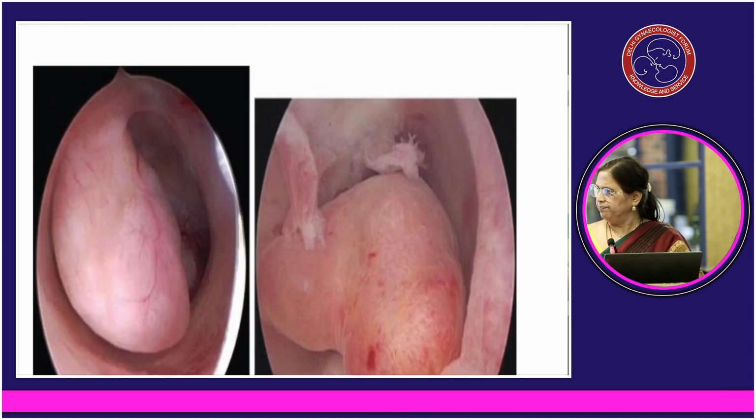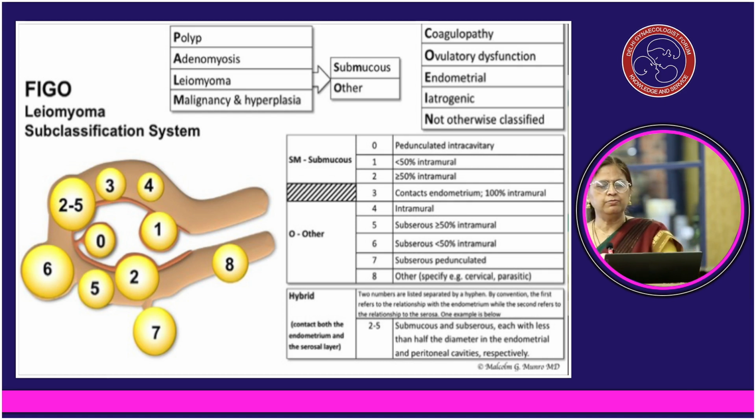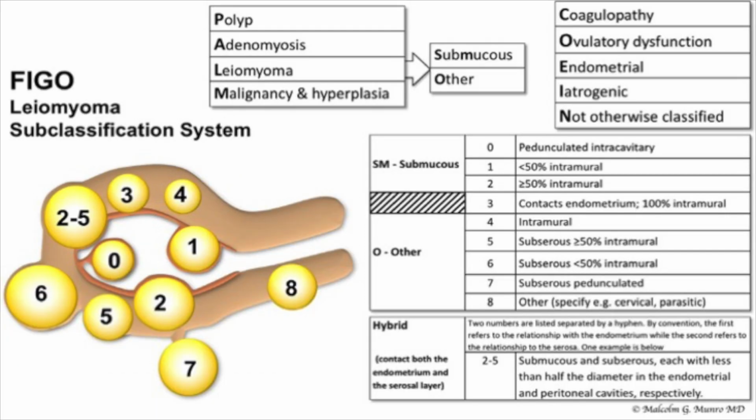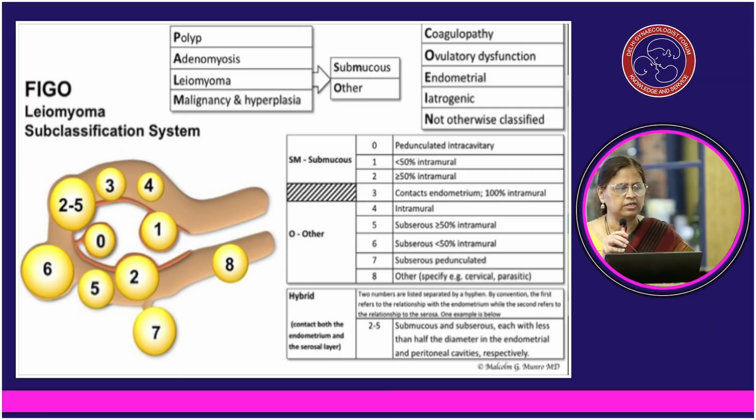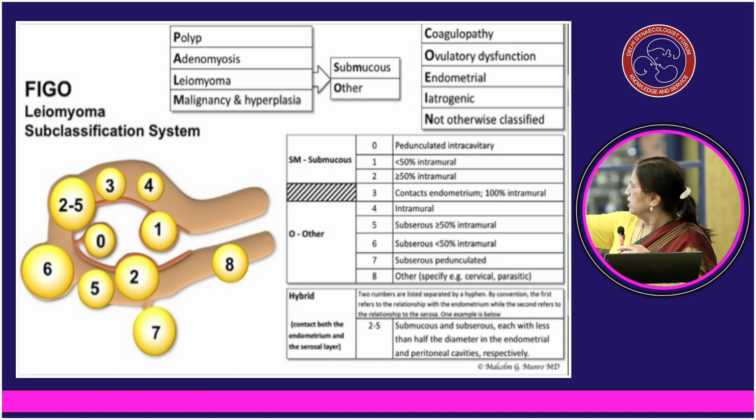This is a picture of a polyp, and we can see that the surface epithelium is the same as the endometrial surface. Now there are some changes in the classification of leiomyoma, the submucosal classification. I have already told you the submucosal classification. The third one is in the shaded gray area. You can see that this type 3 is touching the endometrium, so it has come into the submucosal classification.